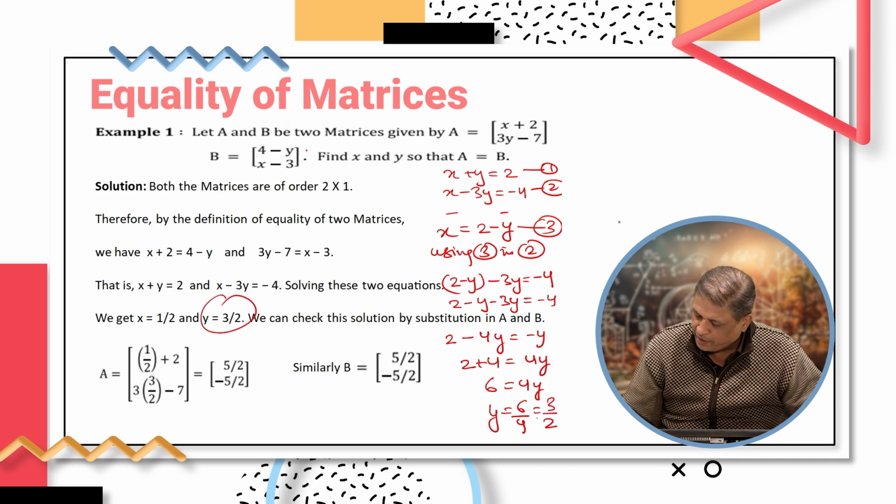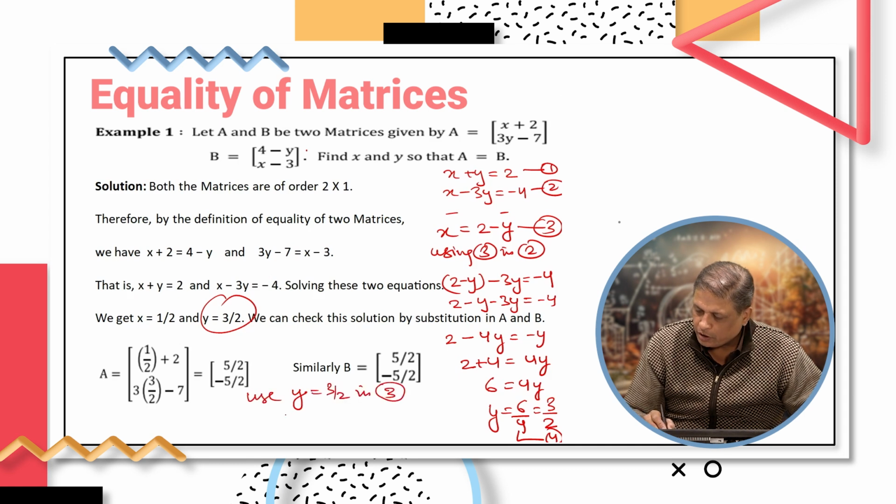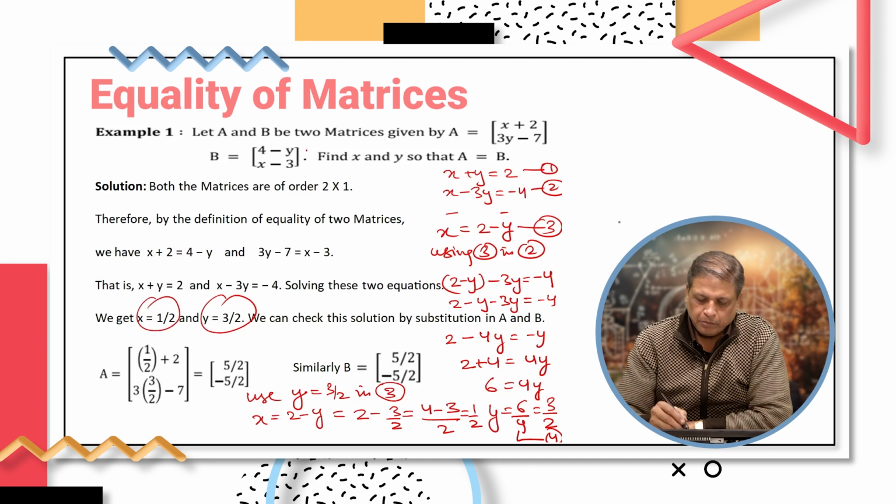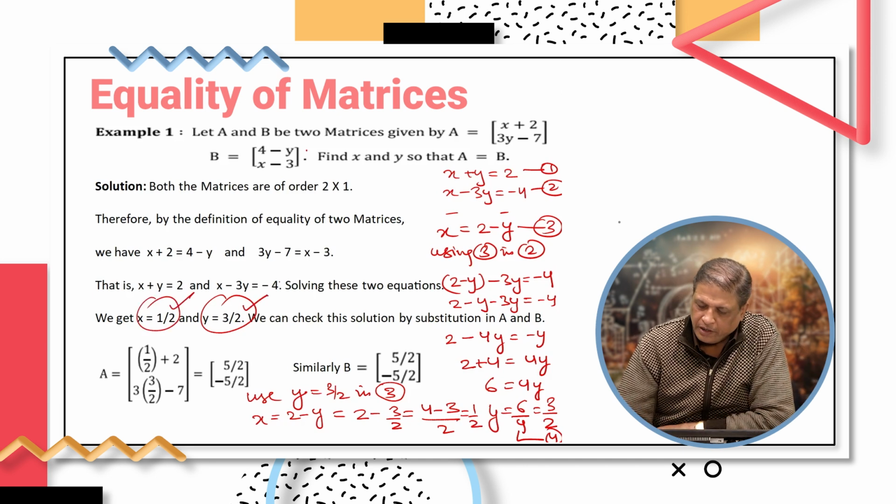Using y is equal to 3 by 2 in equation number 3, x is equal to 2 minus y, that is 2 minus 3 by 2, that is equal to 4 minus 3 by 2, that is 1 by 2. So, x is equal to 1 by 2, y is equal to 3 by 2.